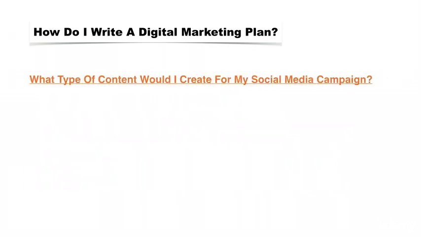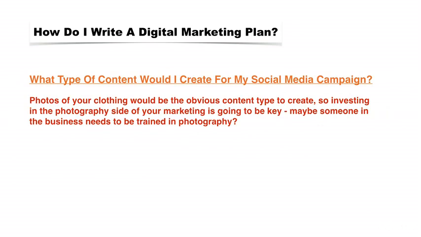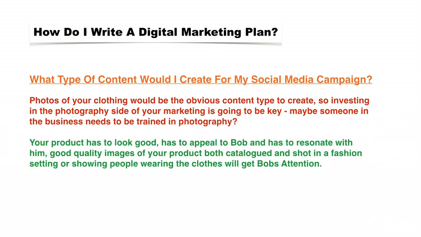So what type of content would I create for my social media campaign? Well, photos of the clothing would be the obvious content type to create. So investing in the photography side of your marketing is going to be key if you're a fashion brand. Maybe someone in the business needs to be trained in photography. Your product has to look good, has to appeal to Bob, and Bob is your ideal perfect client, has to resonate with him or her. Good quality images of your product, both catalogued and shot in a fashion setting, or even showing normal people wearing the clothes, will get Bob's attention.